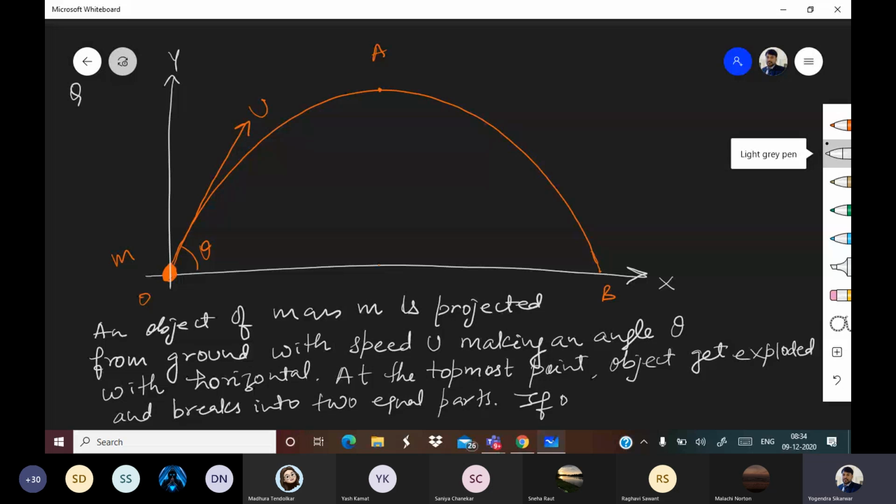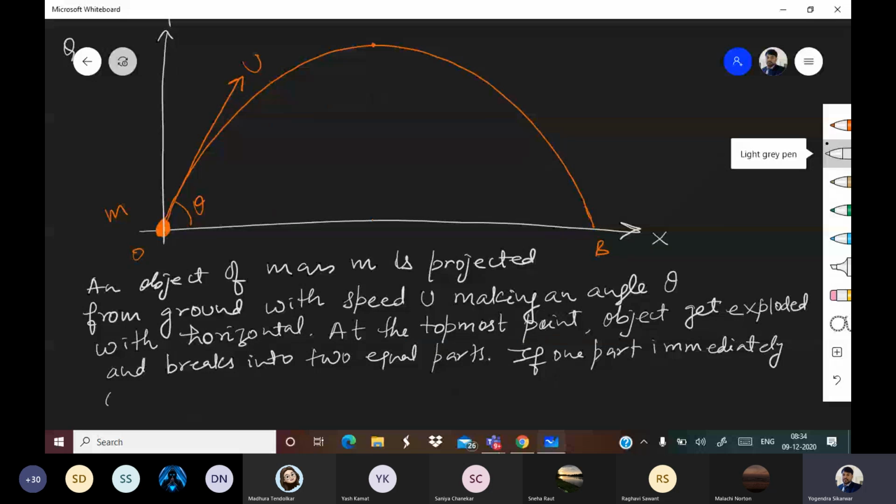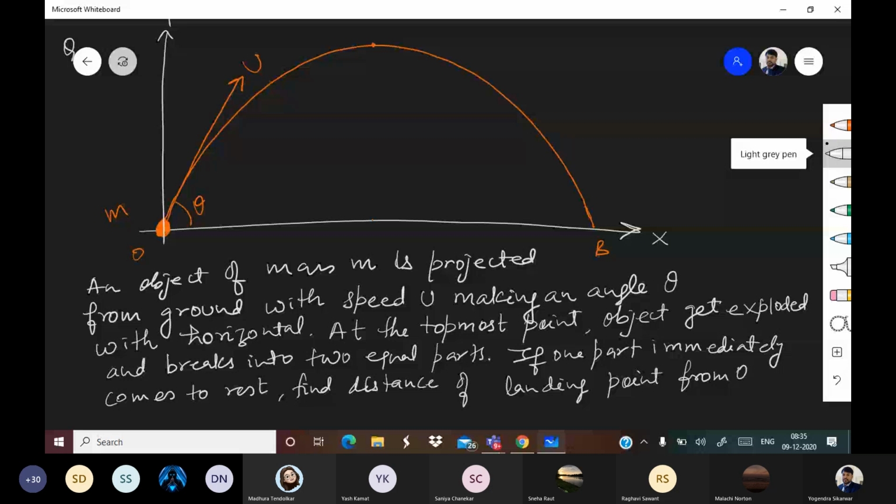If one part immediately comes to rest, find the distance of the landing point of another part from O. So this is what we need to find.